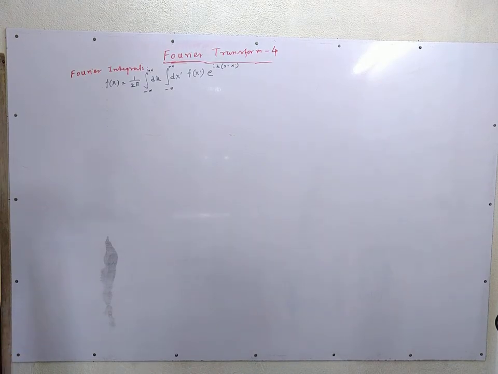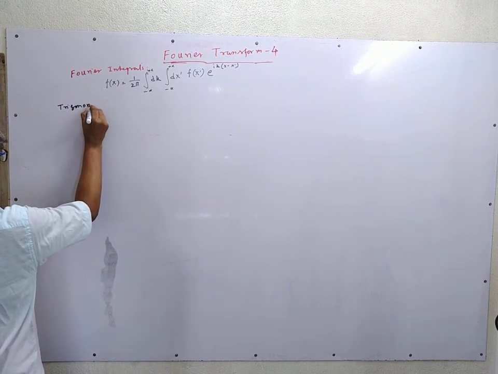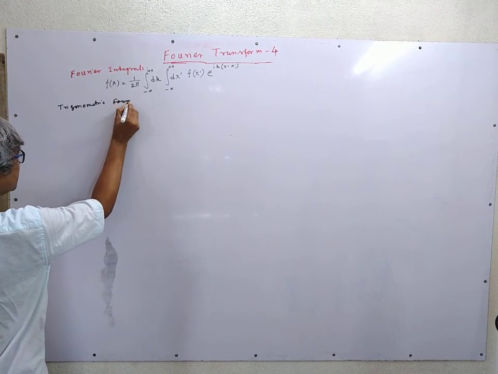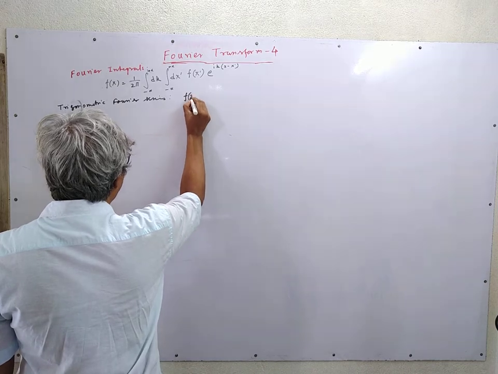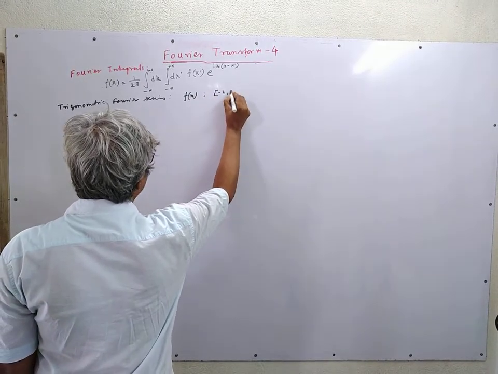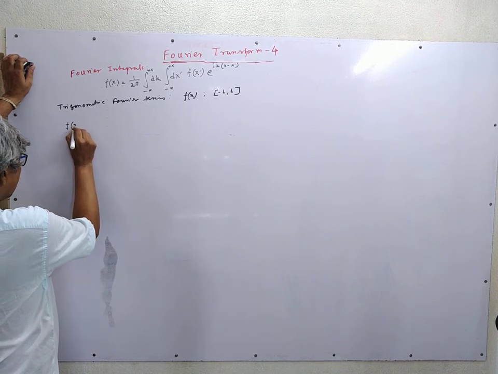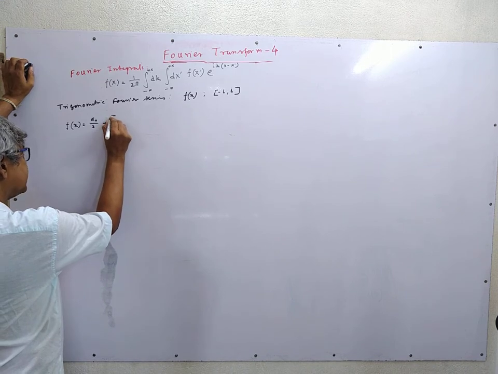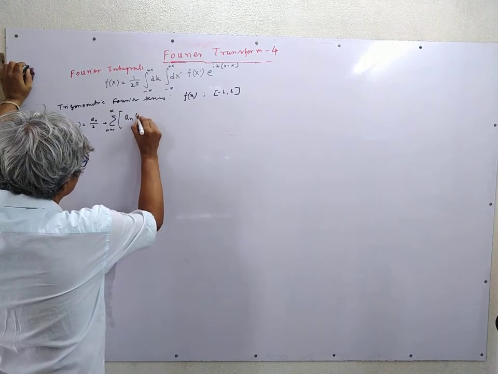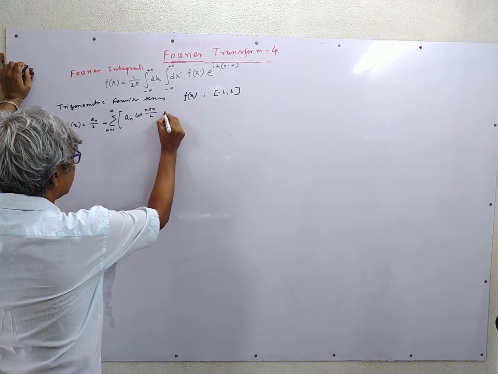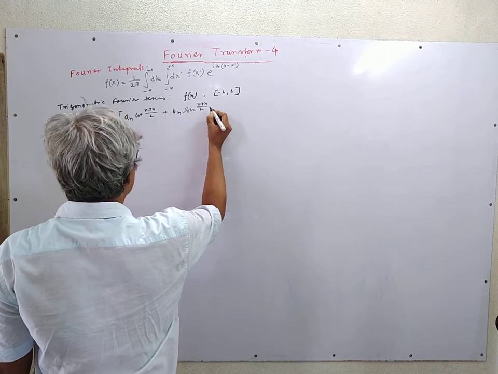Now let us start with the trigonometric Fourier series. We apply this to a function f of x, which is defined between symmetric limits plus minus L. So the function itself is a0 by 2 plus summation over n equal to 1 to infinity of an cos of n pi x by L plus bn sine of n pi x by L.